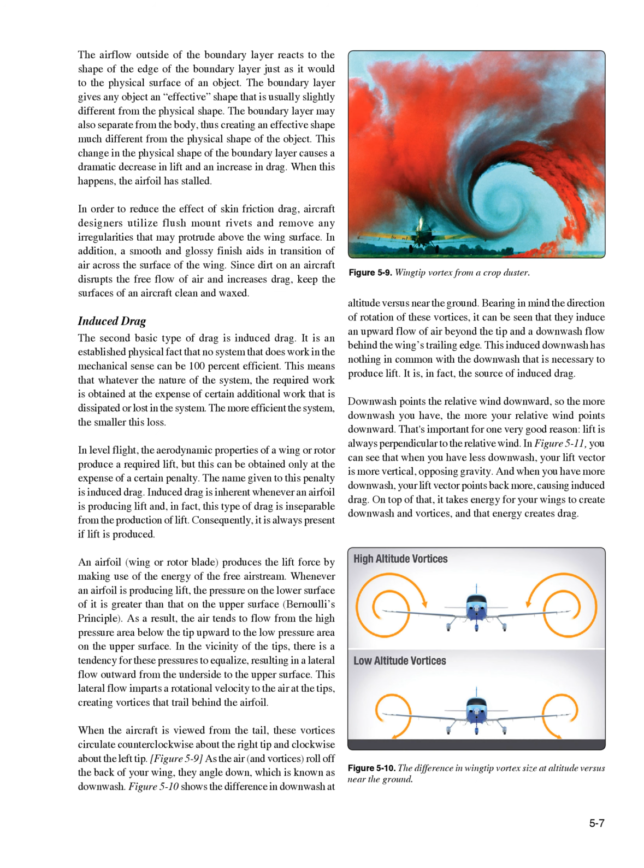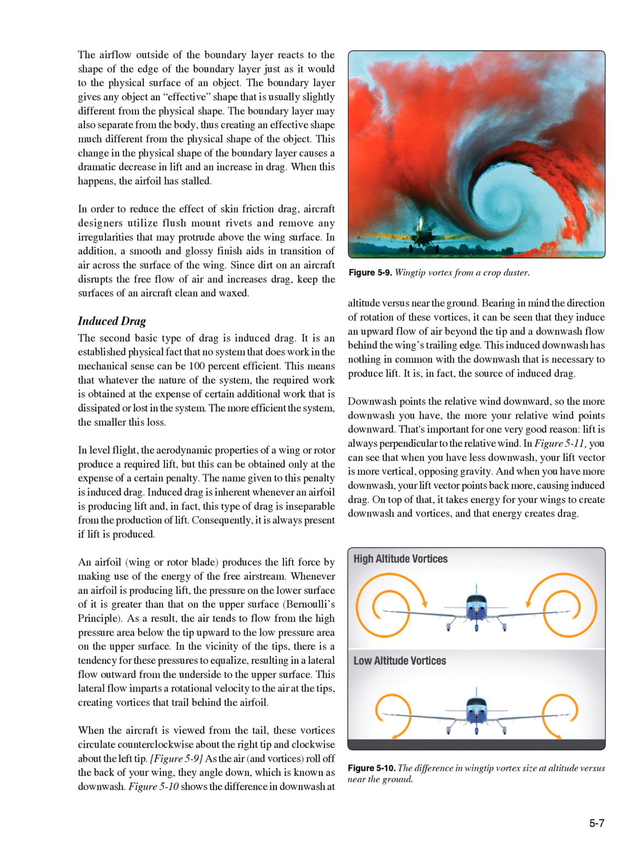The airflow outside of the boundary layer reacts to the shape of the edge of the boundary layer just as it would to the physical surface of an object. The boundary layer gives any object an effective shape that is usually slightly different from the physical shape. The boundary layer may also separate from the body, thus creating an effective shape much different from the physical shape of the object. This change in the physical shape of the boundary layer causes a dramatic decrease in lift and an increase in drag. When this happens, the airfoil has stalled.